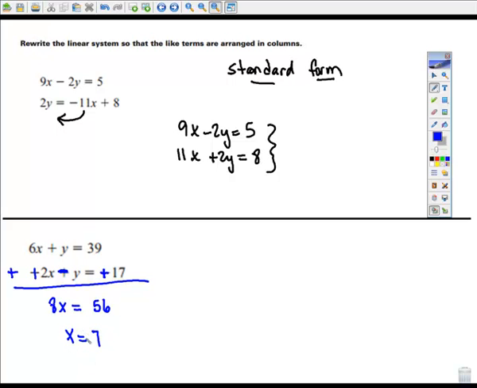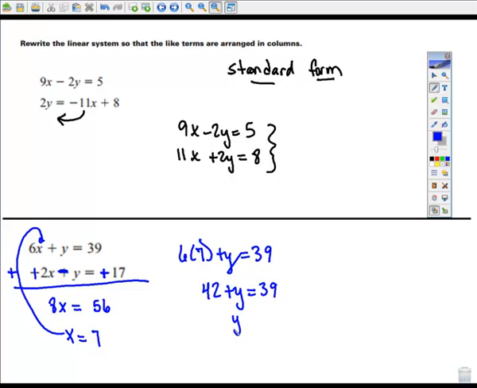There's step 2. Step 3, I'm going to go ahead and plug this x into either of these equations. I generally go to the top. It's just a habit of mine. So I have 6 times 7 plus y equals 39. 6 times 7 is 42. And when I subtract 42, I get a negative 3. So my solution is 7, negative 3. And it's just that simple.